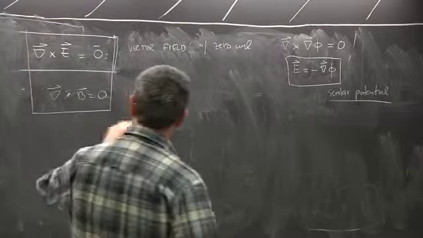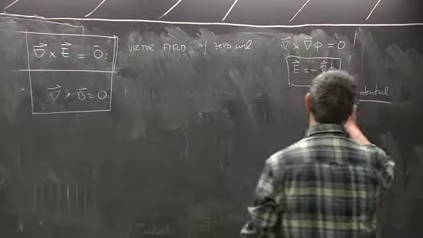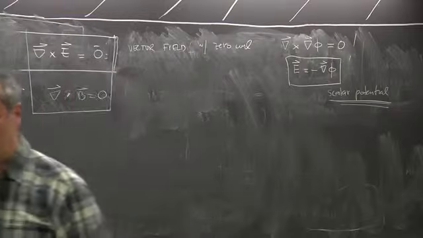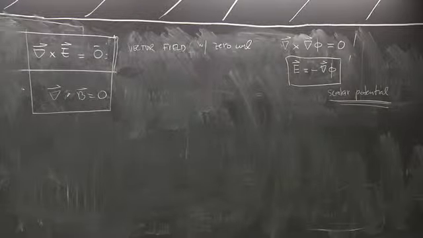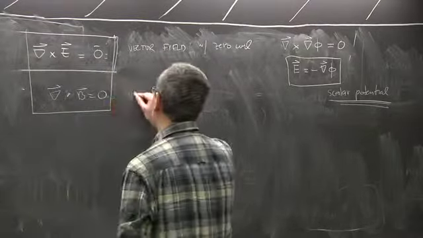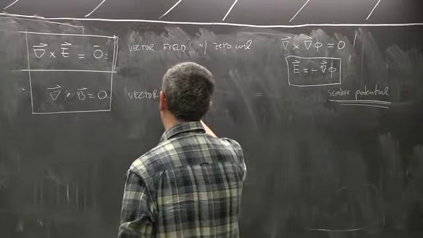So this was for the electric field. This is very important. That's the reason why electrostatics can be studied in a very systematic manner through this scalar potential. How about here? The B field is a vector field, that's for sure.